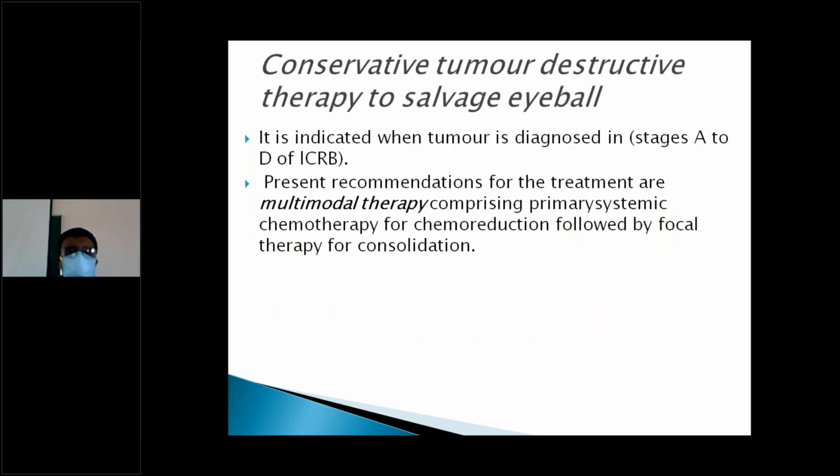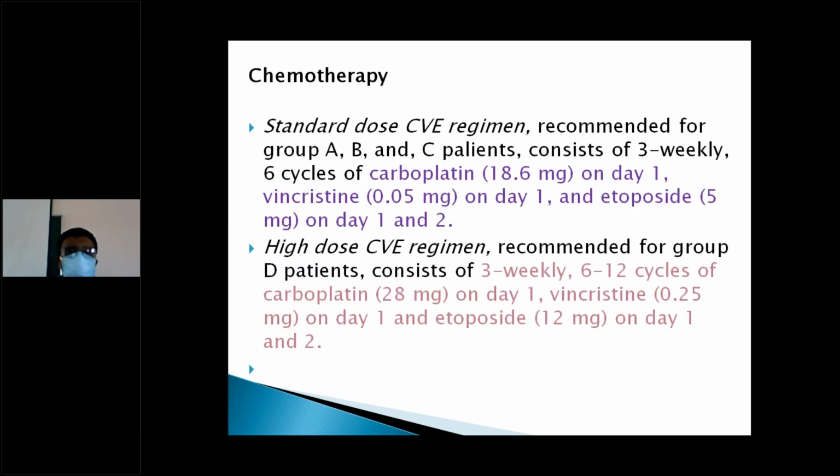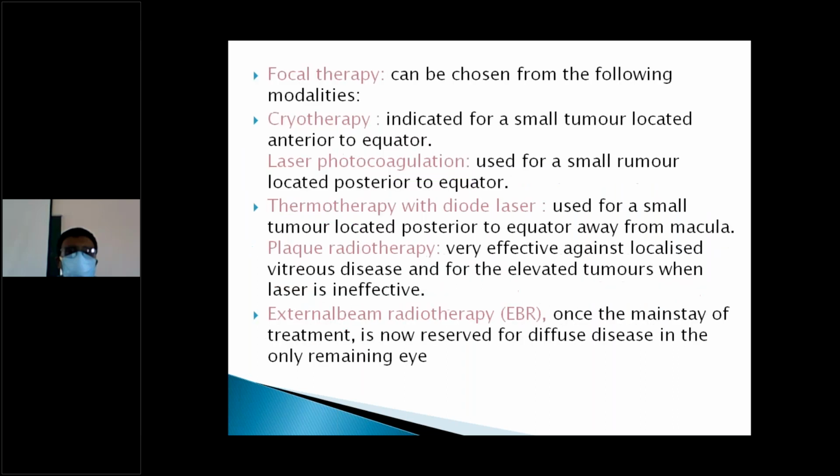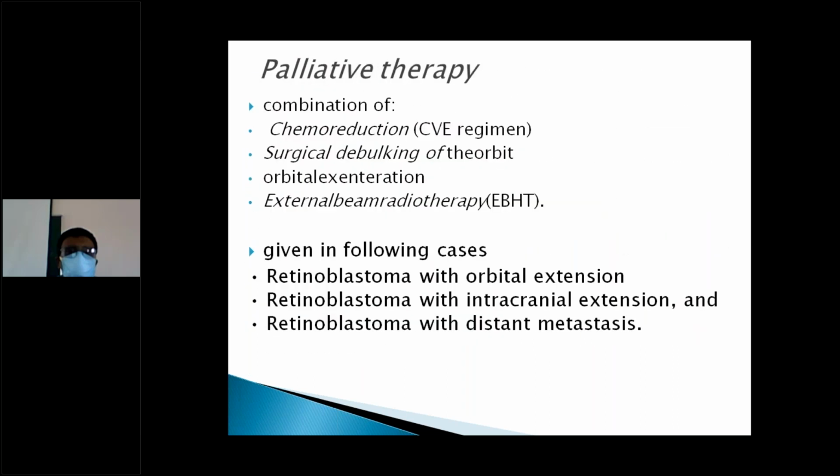Low dose regime, high dose regime, enucleation, and palliative therapy. Enucleation is if the tumor involves the optic nerve, then you have to go for enucleation. Palliative therapy: orbital extension, intracranial extension, and distant metastasis.